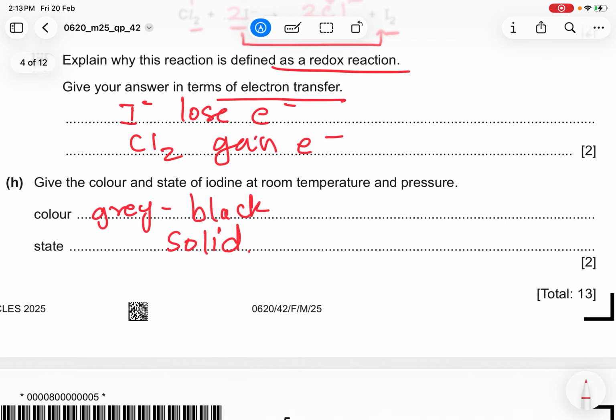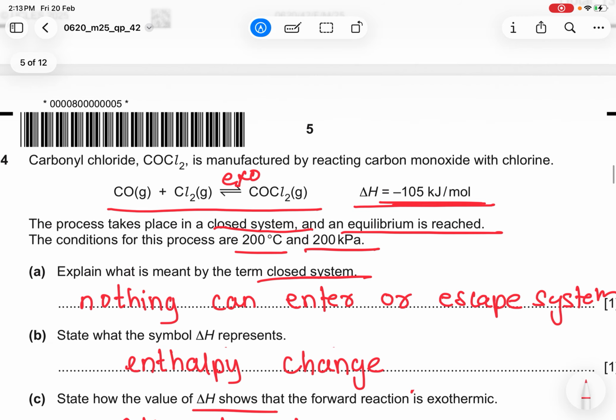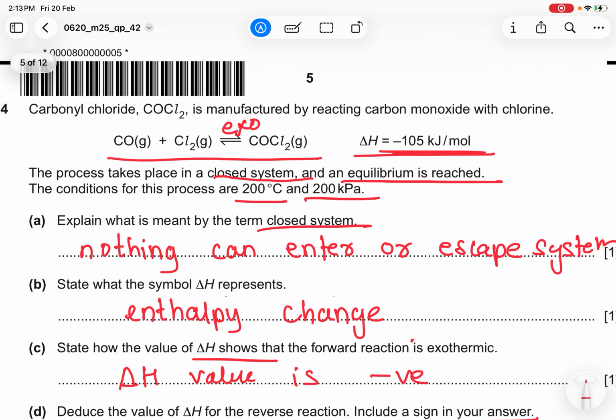Give the color and state of iodine at room temperature and pressure. So the color of iodine is gray black and it is in solid state. As I told you, as we go down the group, the physical state also changes from gas to solid.